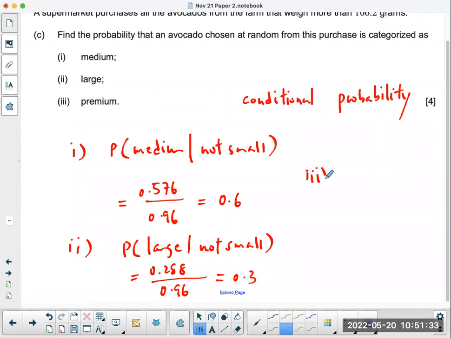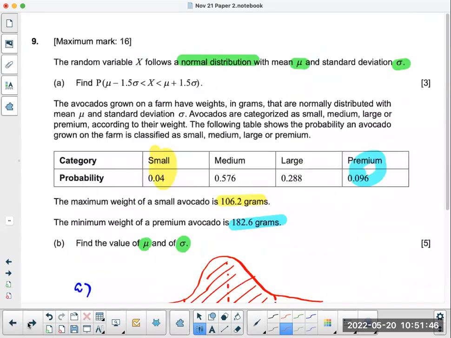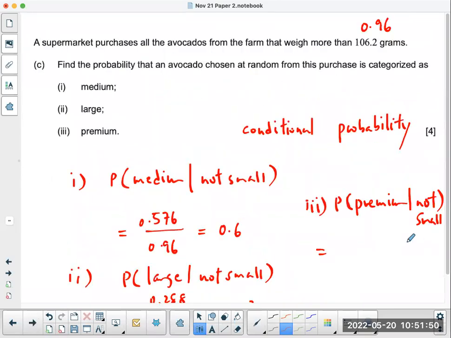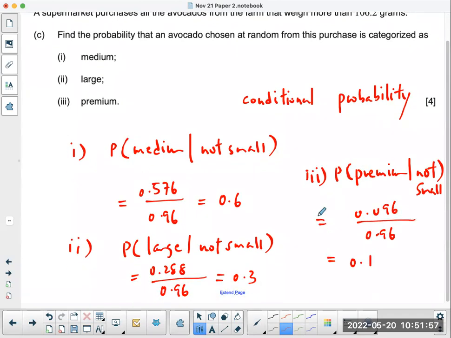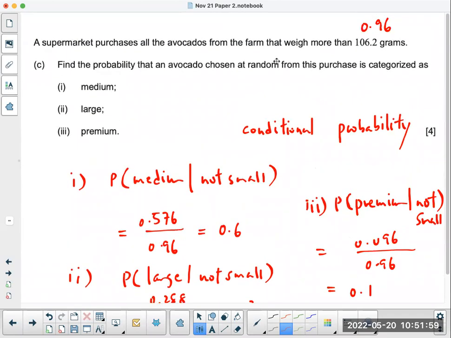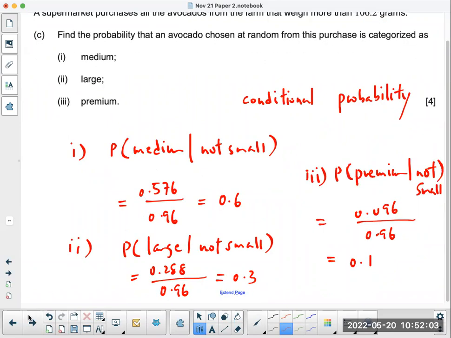And then the last one, probability of premium, given that it is not small, is going to equal the last one, which is 0.096 divided by 0.96, or exactly 0.1 here. Okay, so that's part C. It's conditional probability, recognizing that we're not counting the small ones.